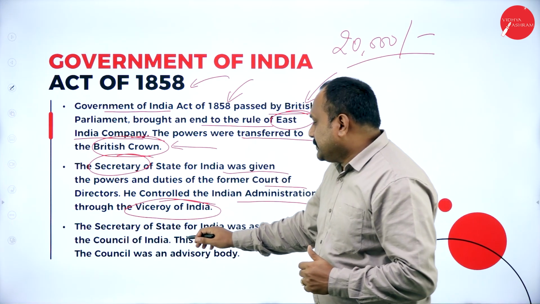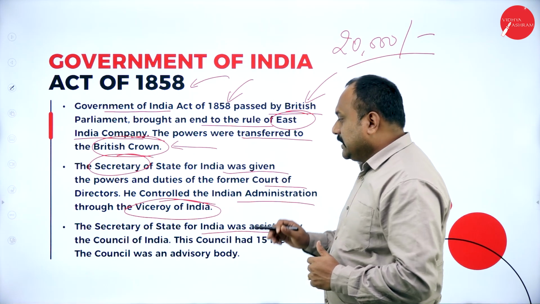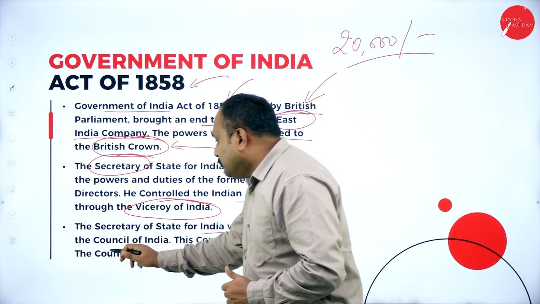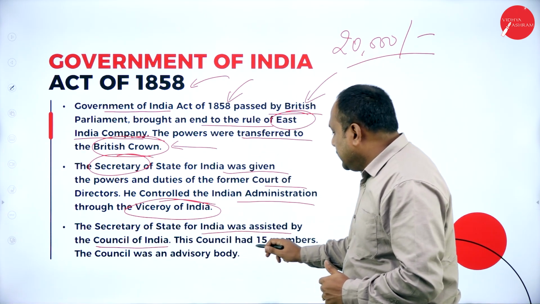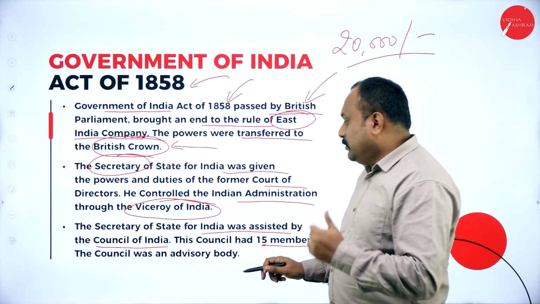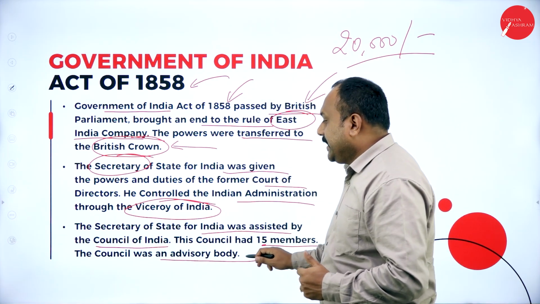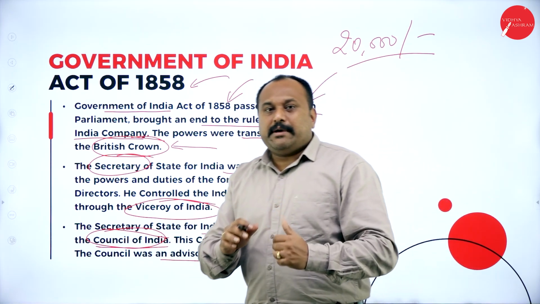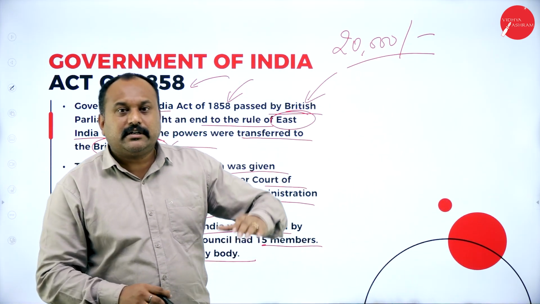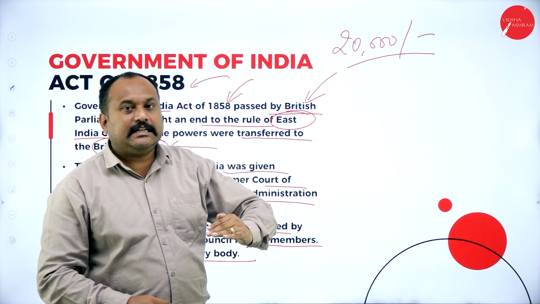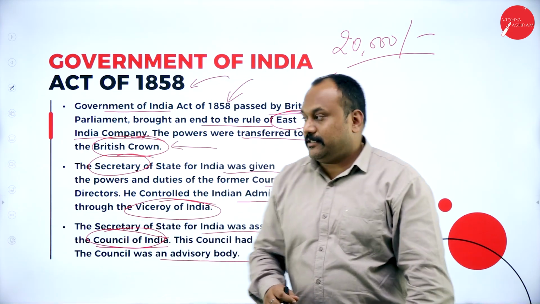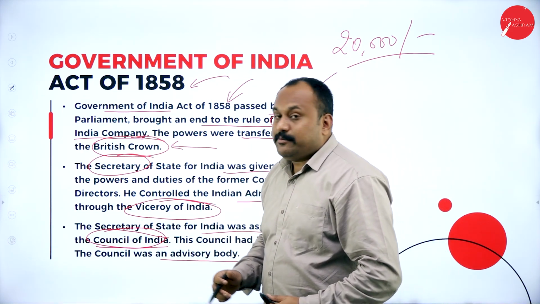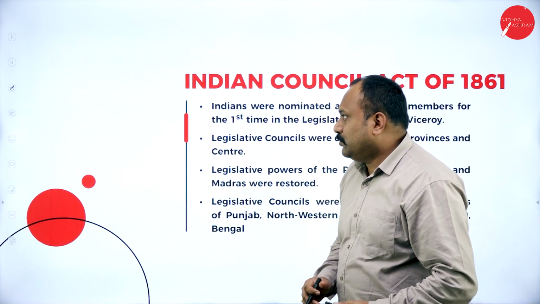The Secretary of State for India was assisted by the Council of India. The council had 15 members. The council was an advisory body. Again, here also, the Council of India, all were Britishers, right? So here they are doing hierarchy in the level of management. So that is what the Government Act of 1858 was.